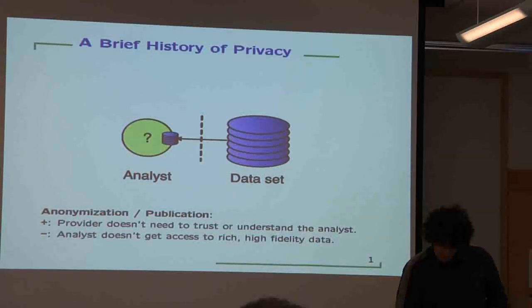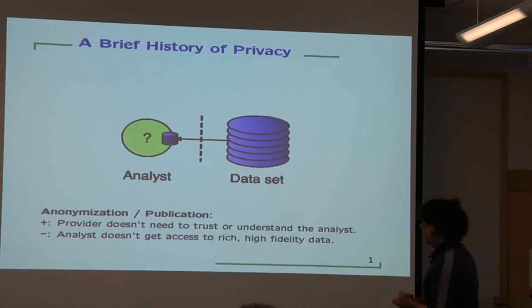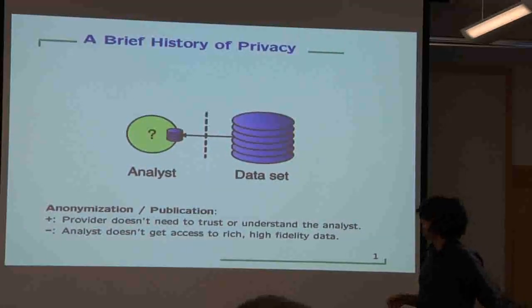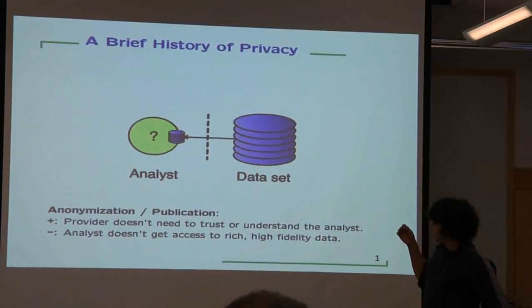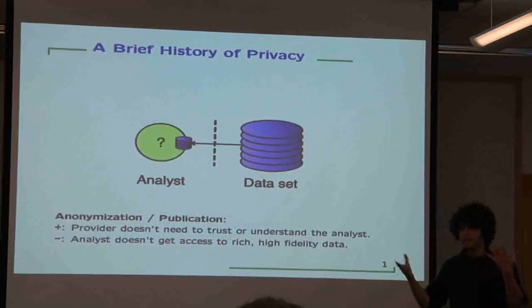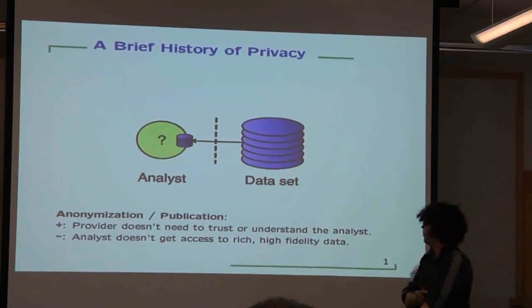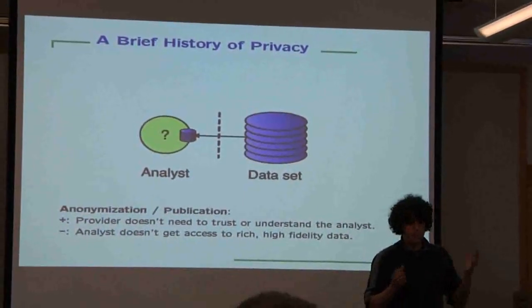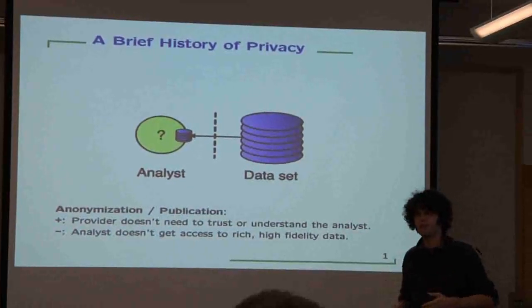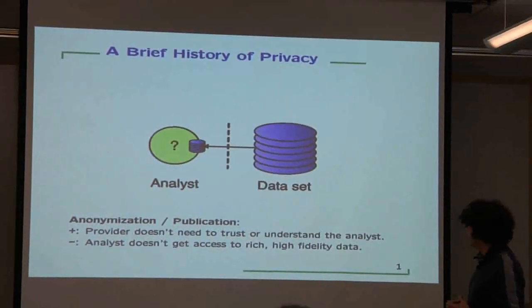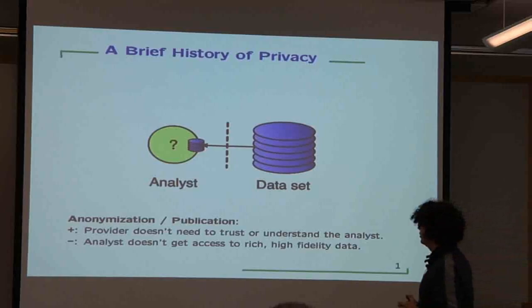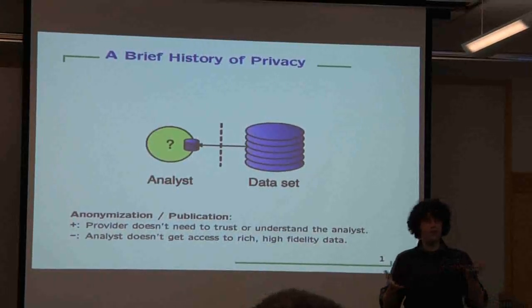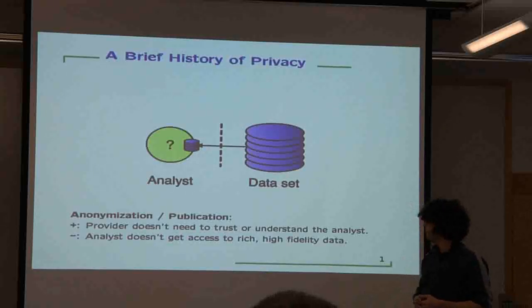So the first approach, this problem's been around for a while. Of course, we have the Census Bureau going back 100 plus years. The first approach that's relatively easy to think about is, what if the data provider were to take their data set and reduce it somehow, maybe aggregate some of the data, maybe scrub out some of the apparently sensitive fields, get rid of credit card numbers and social security numbers or something like that, and hand that to the analyst, who is then free to do whatever they like with what they see.